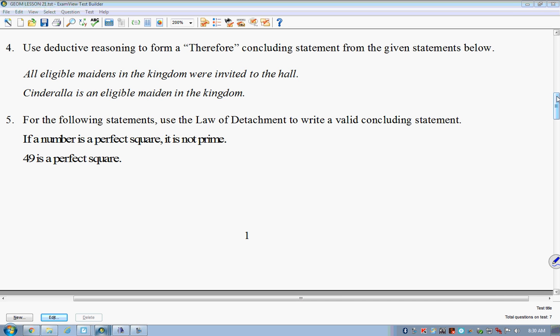Okay? If a number is a perfect square, it is not prime. Okay? What's my major statement? Okay? A number is a perfect square is major. Okay? It is not prime. It's minor. Okay? 49 is a perfect square. Is that major or minor? Major. Therefore, what? Therefore, it is not prime. Good job.